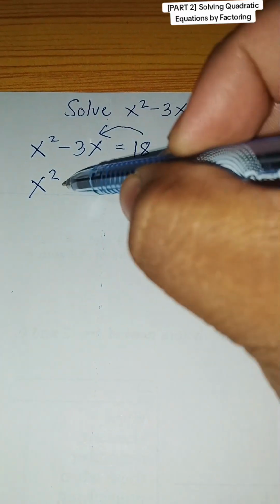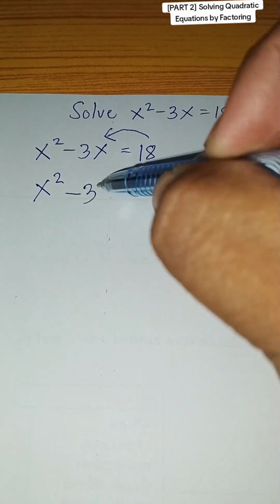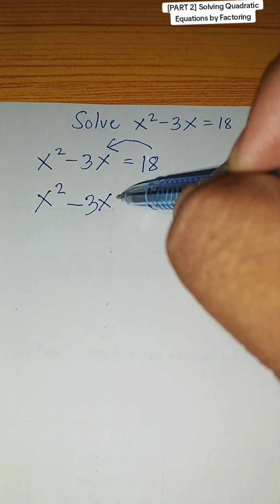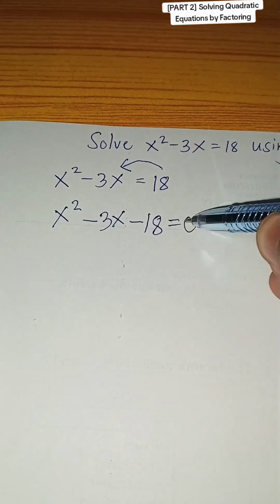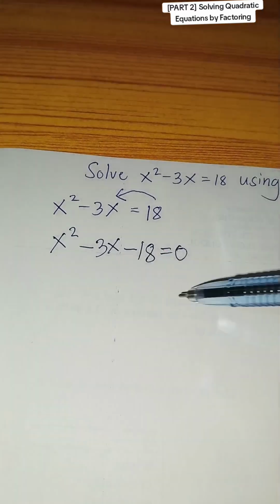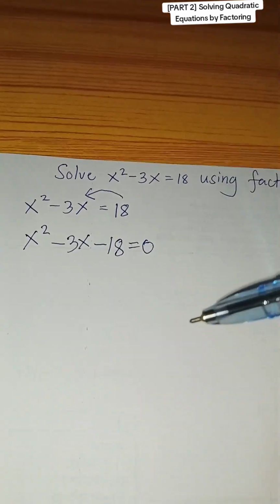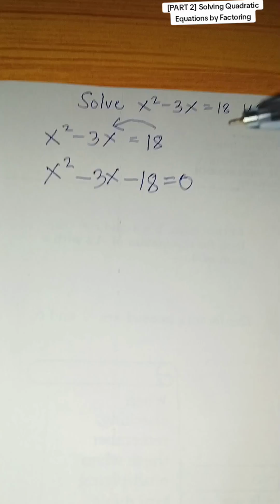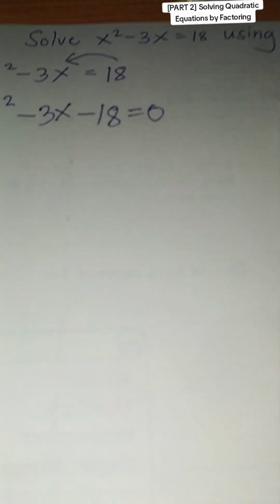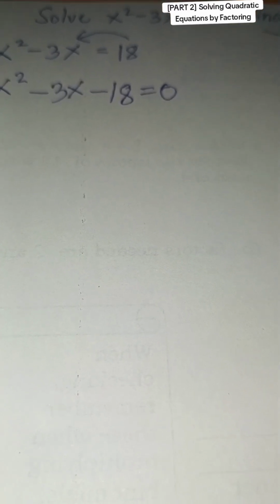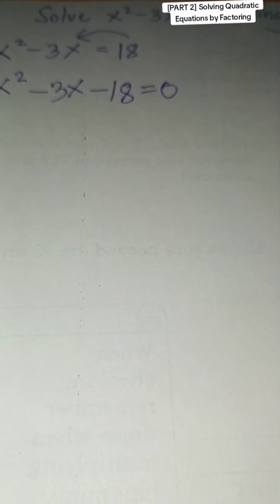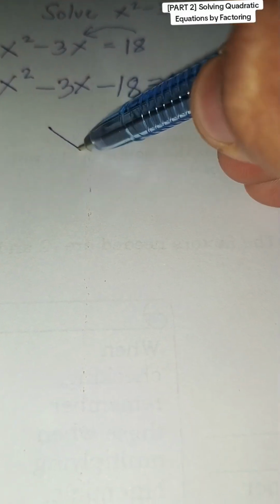x squared minus 3x. Then may mo siyang minus 18 equals 0. So after that, ato na ni siyang ma-factor or ma-solve ang value sa x using factoring. So I'll teach you one method in which, although medyo taas-taas siya, but it will help you to visualize, no, o unsaon nimo siya pag factor. So we're going to use what we call the X-box method.